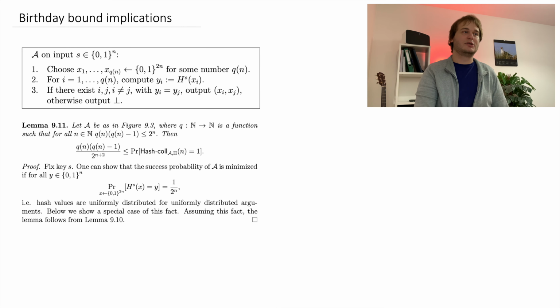Hey, let's talk about birthday bound implications. So in the lecture, we've seen this very simple generic attack against a collision-resistant hash function. And that is, we just choose q(n) many random bit strings of length 2n. Then we hash all of those, and then we check whether we have found a collision among those hashes.